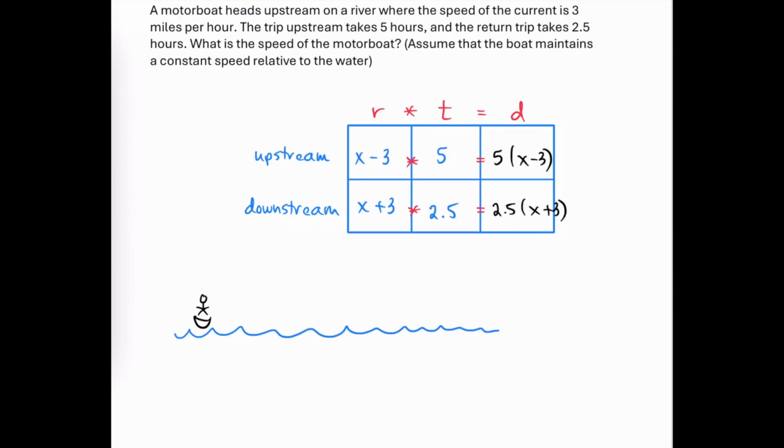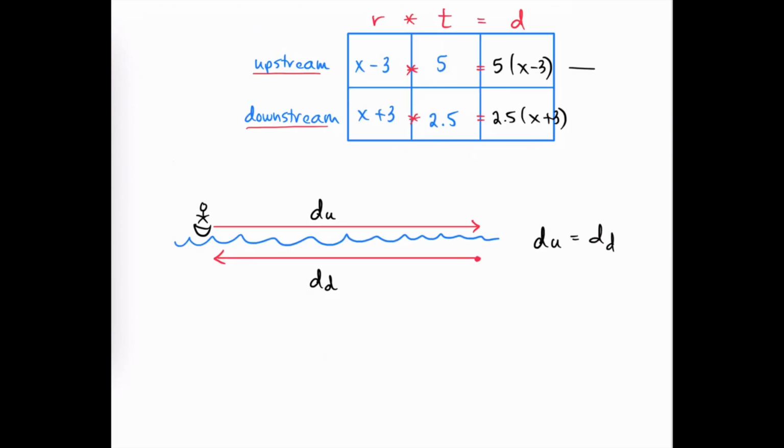Now it's time to set up our equation. What we know about the trip upstream and the trip downstream is that they're going to be the same distance. We travel some distance upstream, then we turn around and we come the exact same distance back. So let's say that the distance upstream is going to be the same as the distance downstream. Our distance upstream was 5 times x minus 3, and that has to be equal to the distance that we traveled downstream, which was 2.5 times x plus 3.